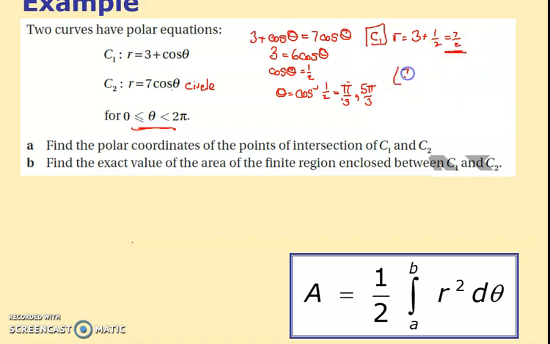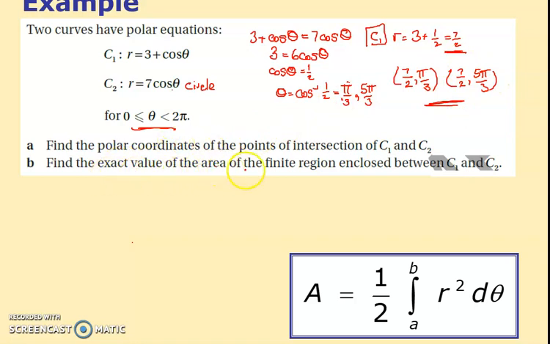So I'm going to write this as, you always write r comma theta. So 7 over 2 comma pi by 3. And the second point of intersection is 7 over 2, comma 5 pi by 3. So I think that bit isn't too bad. It's the next bit I think that looks harder.